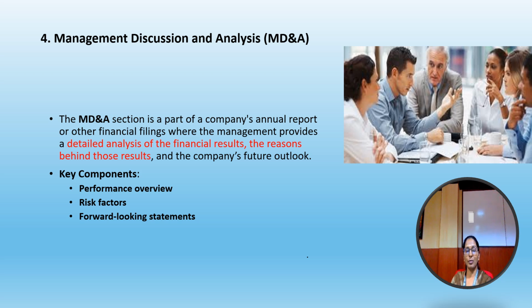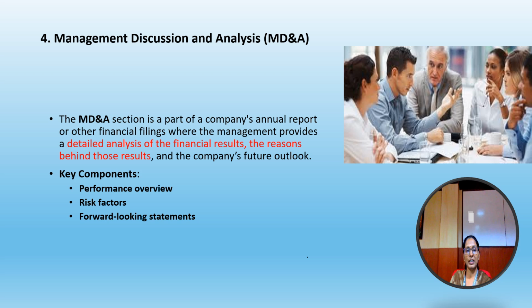So, in the financial reporting, through the management discussion and analysis, the management is going to give a detailed analysis of the financial result. The fourth important component of financial reporting is going to be the management discussion and analysis. This section is a part of the company's annual report or other financial filings where the management provides a detailed analysis of the financial result, the reason behind those results and the company's future outlook.